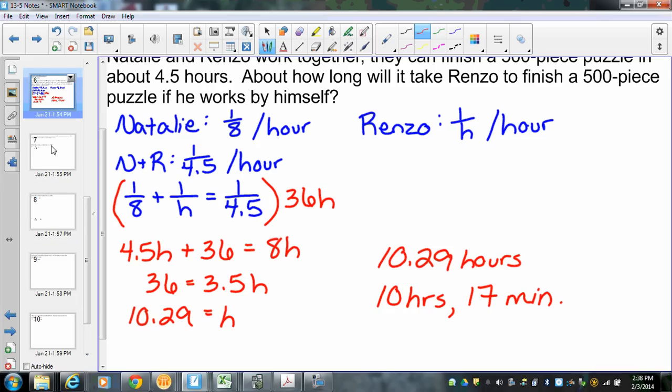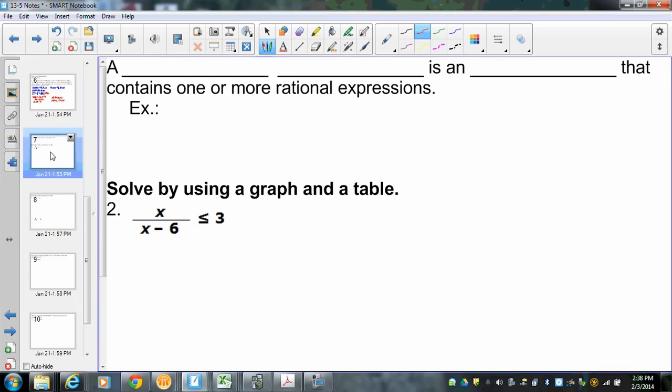Okay, so that's a recap of solving equations, but today, for the most part, we're going to be talking about rational inequalities. A rational inequality is an inequality that contains one or more rational expressions.